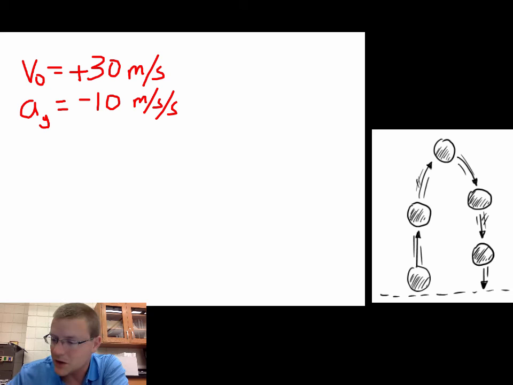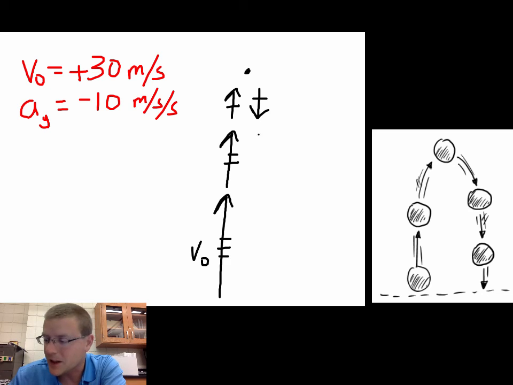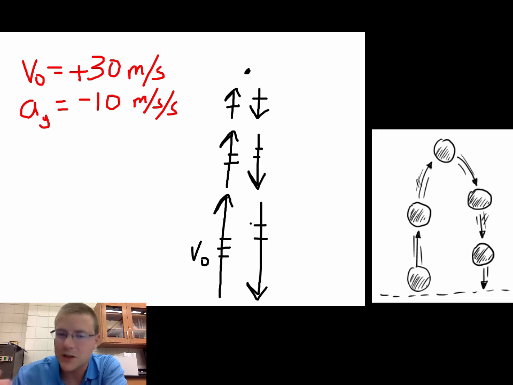So our scenario is going to look like this. The ball is launched upwards with an initial velocity. Then that object's going to slow down, stop at the top for a very brief moment in time, not even a second, snap of a finger. It's going to be heading back down. The first question was asking, how long does it take to reach the top?